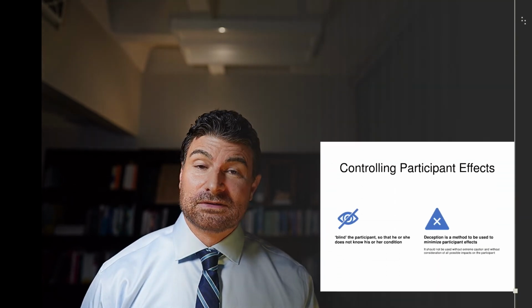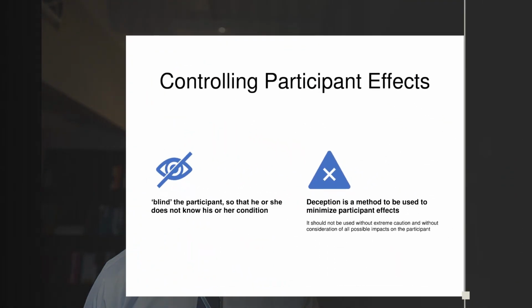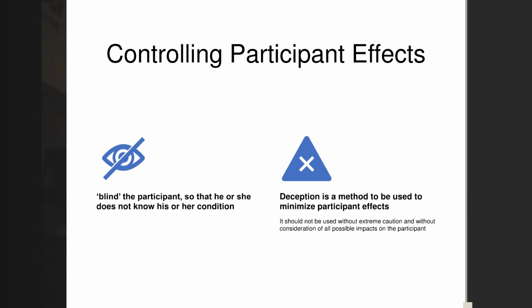And the same thing can be done for participant effects. We can blind the participants so they don't know what the study is about. So with that medicine example, they're taking a pill that looks exactly the same as the medicine, but it's a placebo, and so they don't know if they're taking the medicine or the placebo. So there's not going to be any participant effects with that type of study, or we're trying to limit the participant effects. Deception could be used.